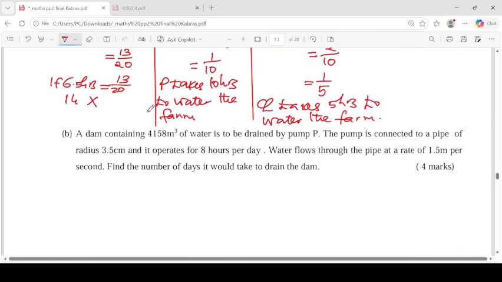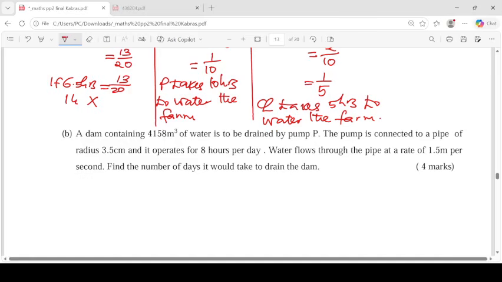Let me look at part B. A dam containing 4,158 cubic meters of water is to be drained by pump P. The pump is connected to a pipe of radius 3.5 centimeters and it operates for 8 hours a day. Water flows through the pipe at a rate of 1.5 meters per second. Find the number of days it will take to drain the dam. So, a dam contains this amount of water.